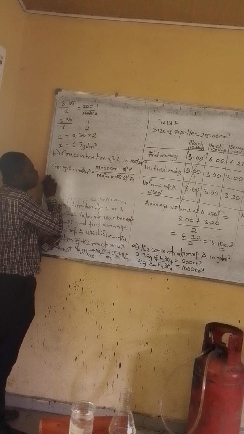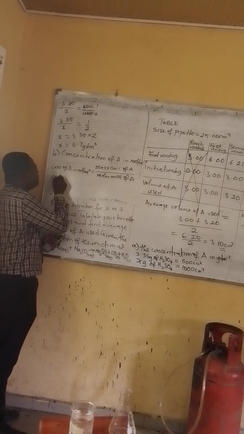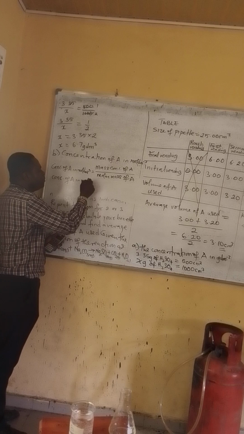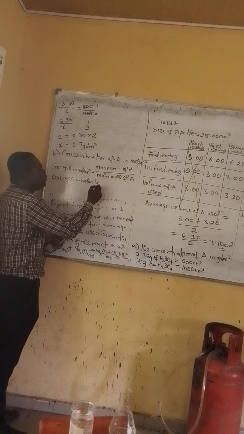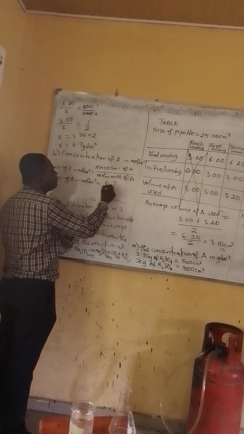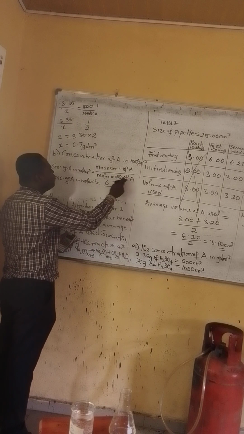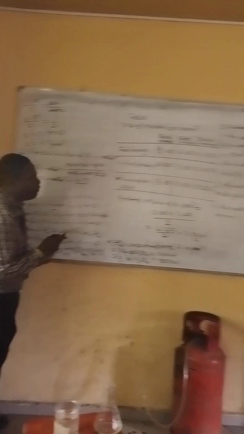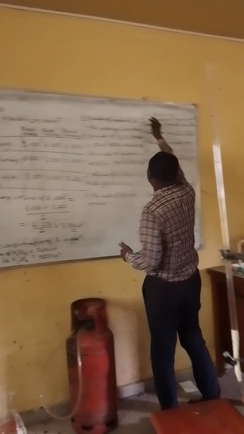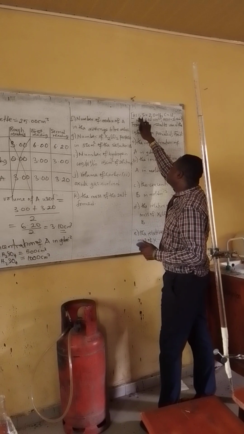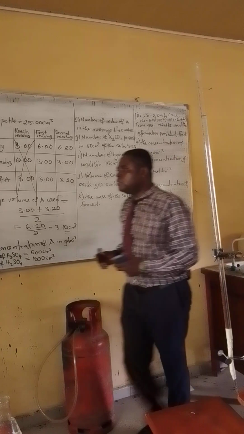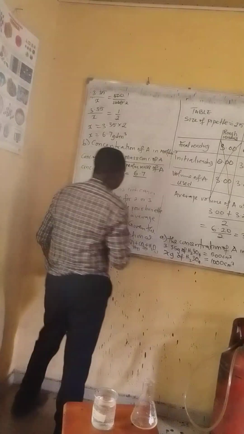So now what do we do? Concentration of A in mole per dm3 will now be equal to the mass concentration, which is what we just got, 6.7, over the molar mass. Don't forget that A is H2SO4. So find the molar mass. That's why we are given this information. Anywhere we see H, put 1. Anywhere you see sulfur, put 32. Anywhere you see O, put 16. So we now have, the formula is H2SO4.